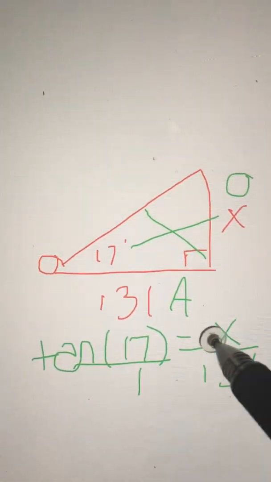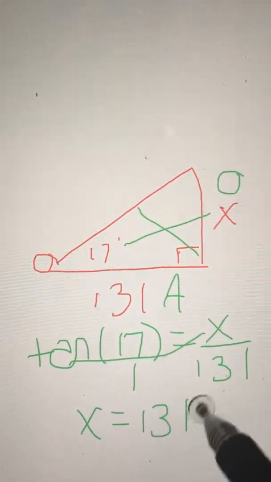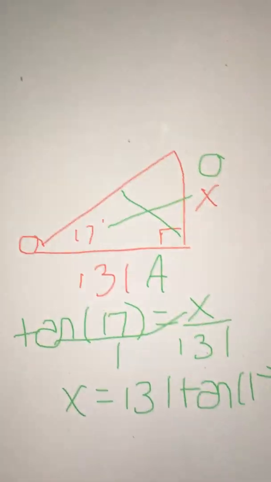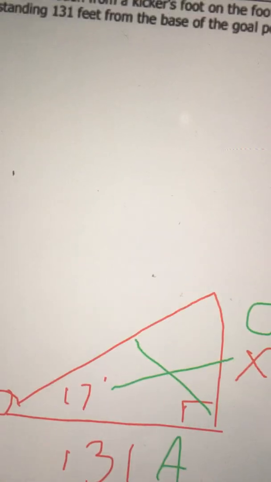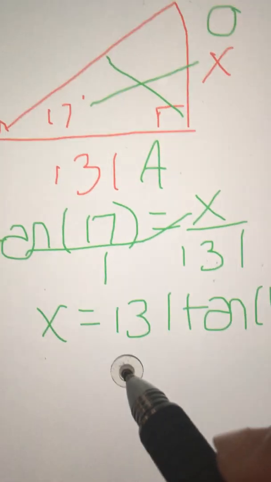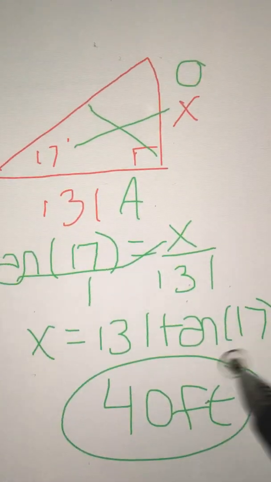Cross multiply, you have x equals 131 times tangent of 17. And again, just put that into your calculator. And we end up with about 40 feet. So the goalpost must be 40 feet high. It's pretty tall.